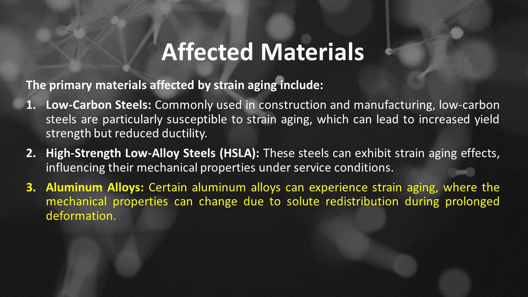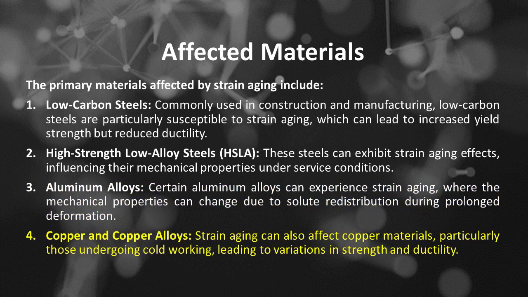Number 3 of the primary materials affected by strain aging is aluminum alloys. Certain aluminum alloys can experience strain aging, where the mechanical properties can change due to solute redistribution during prolonged deformation. Number 4 of the primary materials affected by strain aging is copper and copper alloys. Strain aging can also affect copper materials, particularly those undergoing cold working, leading to variations in strength and ductility.